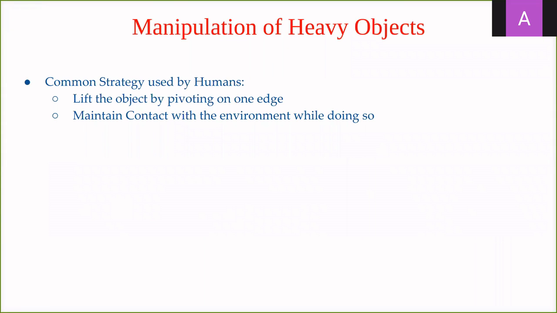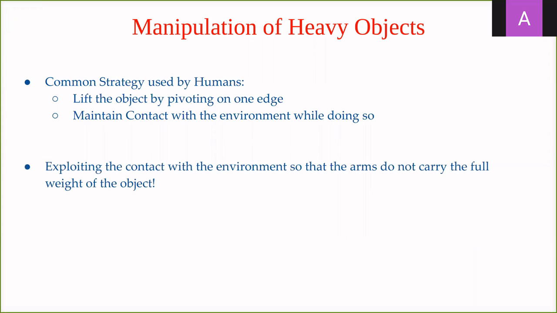A common strategy used by humans to manipulate heavy objects is to lift the object by pivoting it on one edge while maintaining continuous contact with the environment. This is essentially done so that our arms do not bear the full weight of the object. When we do this, the reaction forces at the object-environment contact can be used to partly balance the weight of the object. This in turn reduces the contact force required to grasp the object against the effect of its own weight.